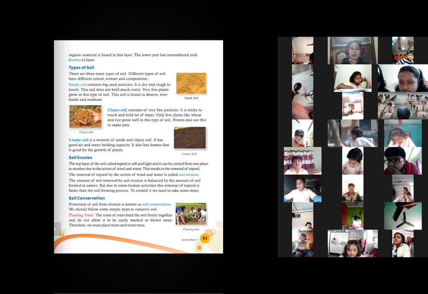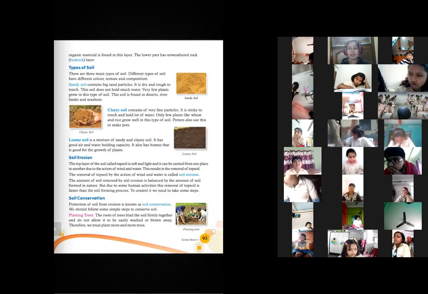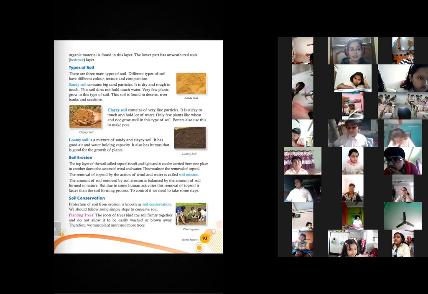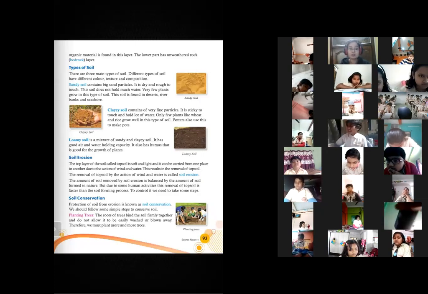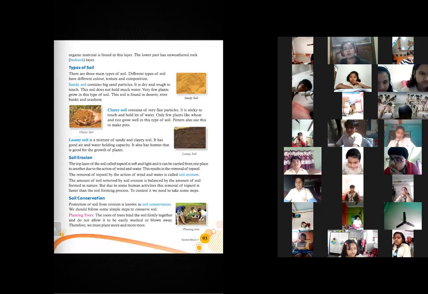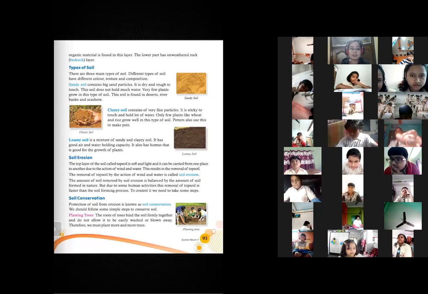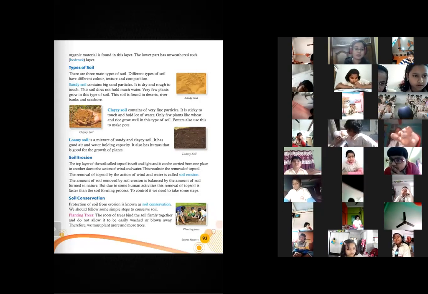It is a mixture of sandy soil and clay soil. That means loamy soil does not hold too much water, and it is not completely dry also. It has good air and water holding capacity, which is very good for the growth of plants. It also contains humus, which is very good for the growth of plants. That means plants grow best in loamy soil.